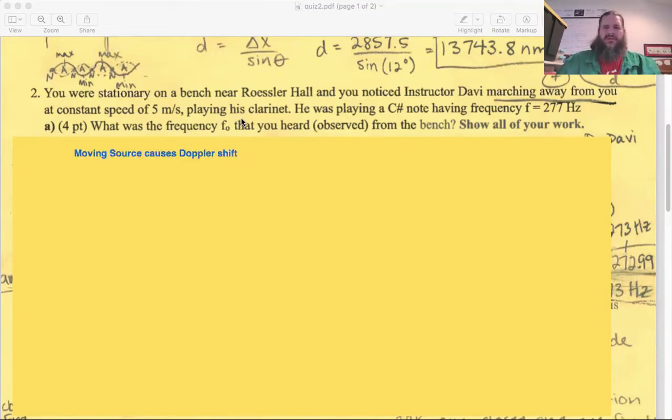And what equation could we use to figure out the observed frequency f_o based on the source frequency? How does that get modified? What's the modifier that changes the source frequency into the observed frequency? I'm trying to remember. Oh, is it velocity? Yeah, it's going to involve velocity, specifically speed of sound, plus or minus what?